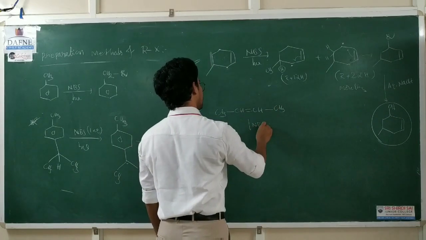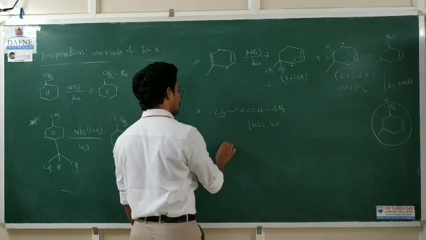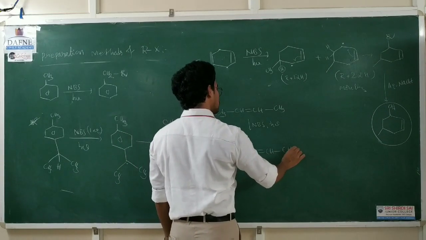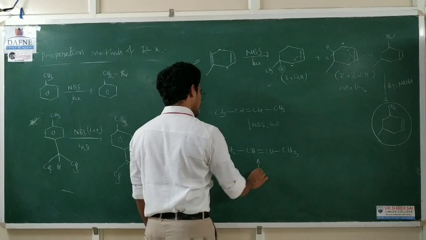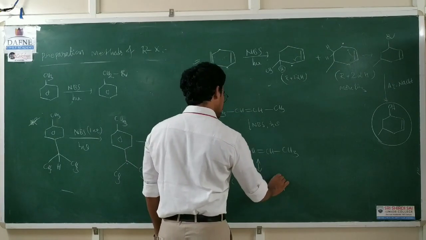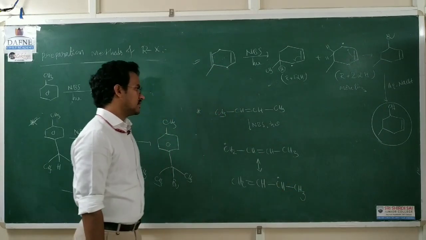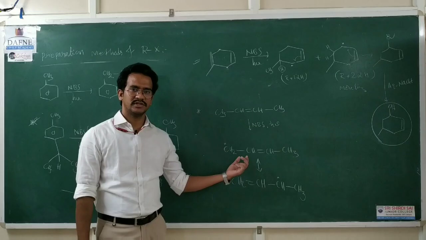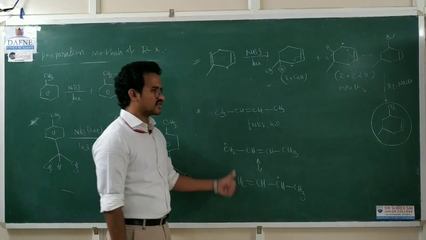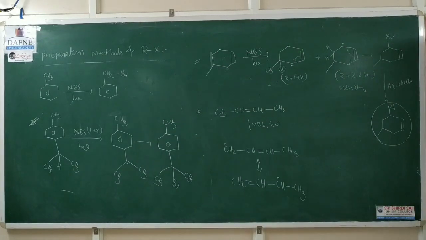This one is a reaction with NBS. Here a CH2 radical develops on the CH bond. The radical has a resonance structure, CH bond CH radical CH3. Because it is an allylic radical, it is stabilized by resonance. In this case, the first one is the primary radical and the second one is the secondary radical.